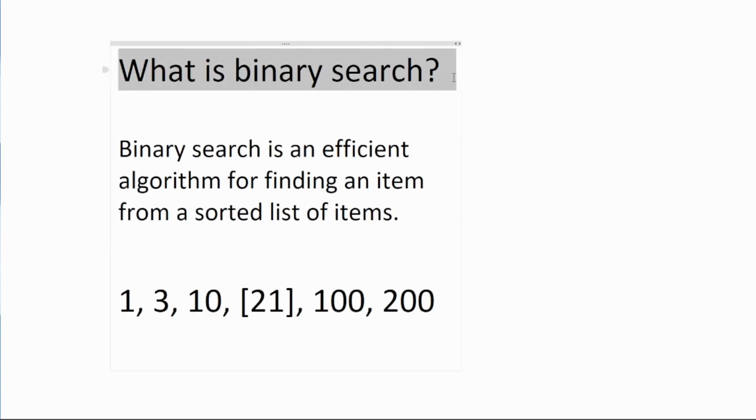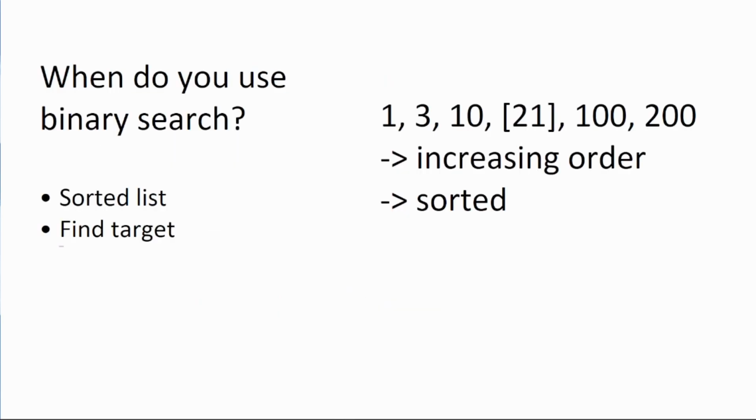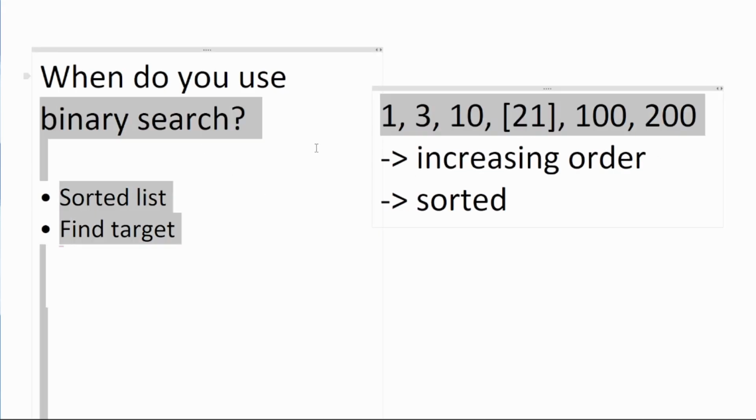Now, what is binary search? Binary search is an efficient algorithm for finding an item from a sorted list of items. So over here, we have a sorted list and we want to find the item 21. In this case, we can use binary search. When do you use binary search? Like I mentioned, binary search is used when you have a sorted list and you need to find a target. So if a question mentions something like, oh, we have a sorted array, or the numbers are in increasing order, and you want to find a certain target, that is when you know you need to use binary search.